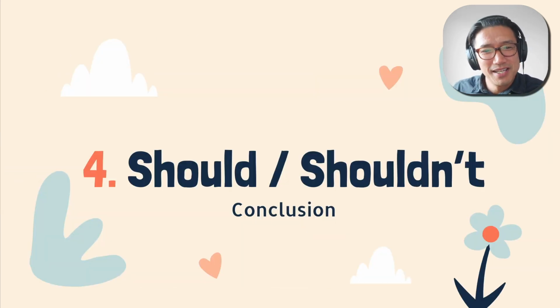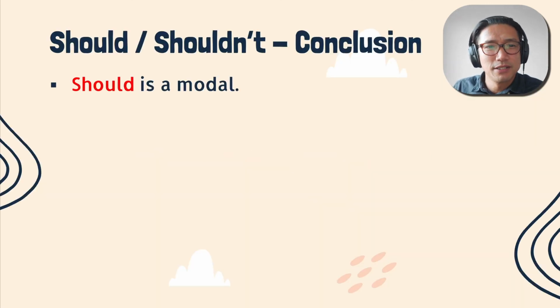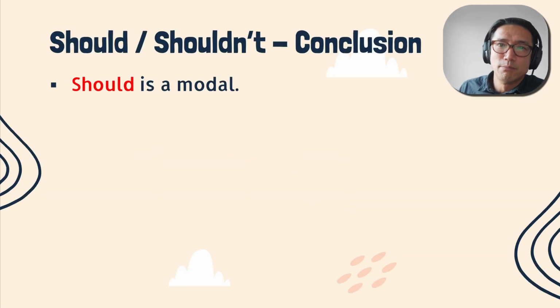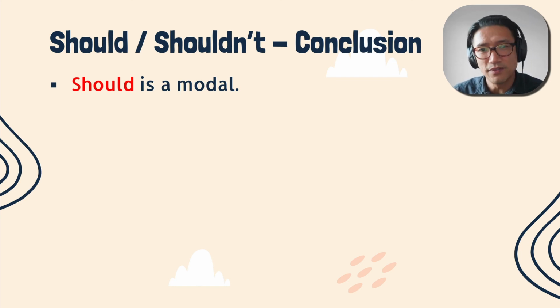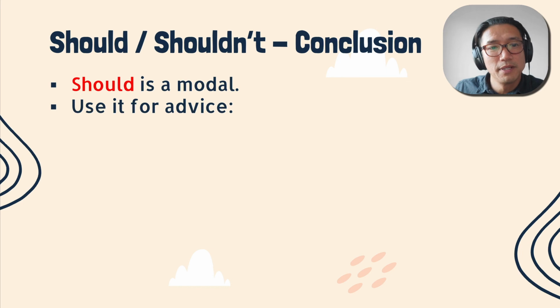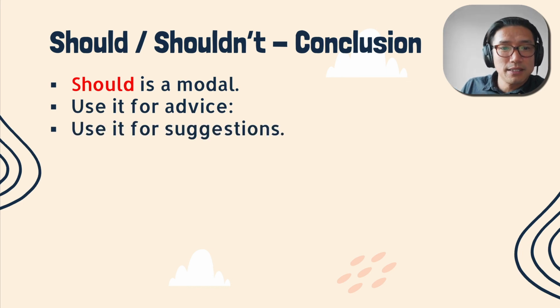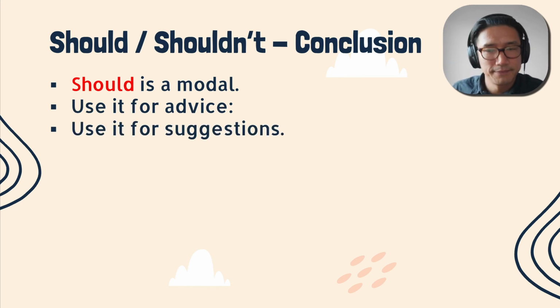We're finished. So the last part, should, shouldn't, the conclusion. Just wrap it up real quick. Should is a modal, which means it doesn't change. It's not like have to, where it becomes had to. It's not like the be verb, which changes from I am to I was. That's an auxiliary verb. Use it for advice. Use it for suggestions. Use it for recommendations.